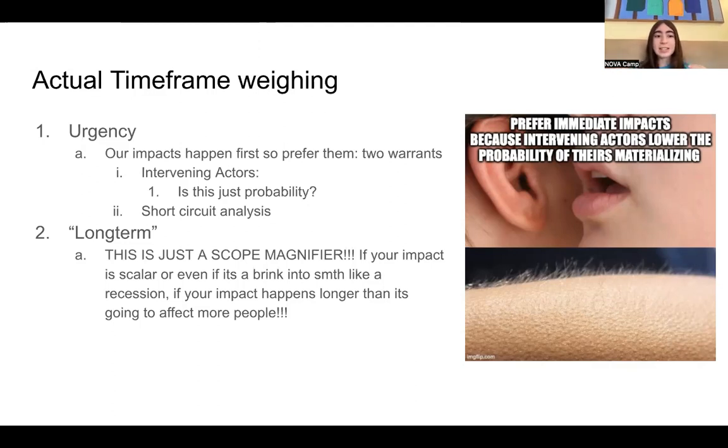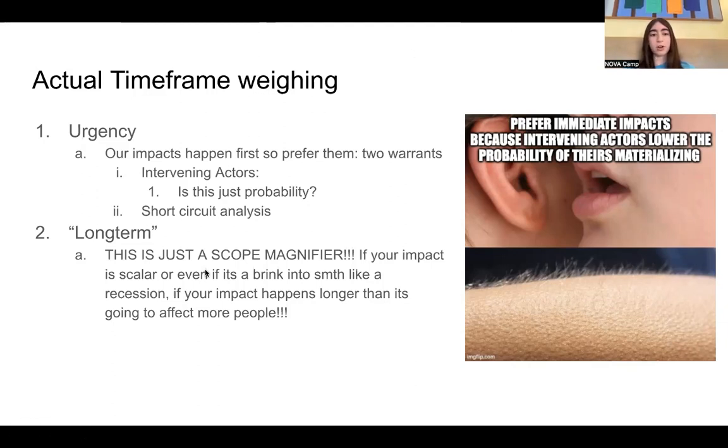So in essence, if your go-to in round is to say we outweigh because our impacts happen over a longer period of time, the analysis that you should be doing is: prefer our impacts because they happen over a longer period of time and thus affect more people, right? You should be adding that analysis, that the reason why that weighing is important is because it affects more people. Because at the end of the day, just saying it happens over a longer period of time doesn't show me why I should be preferring your argument.